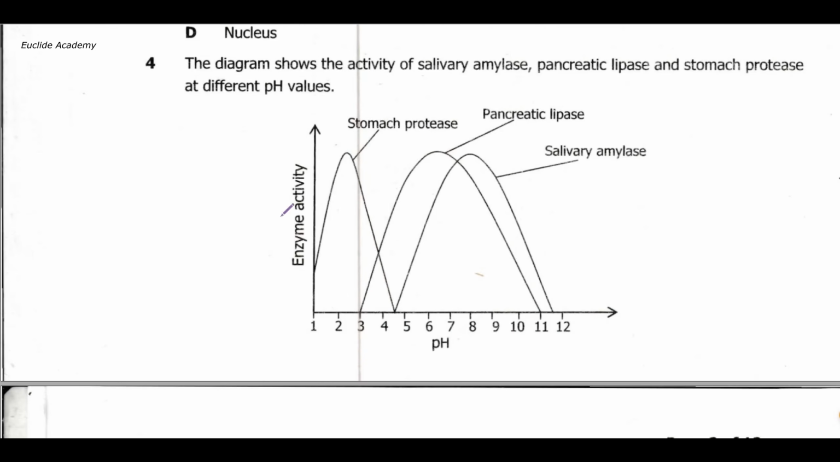The diagram shows the activity of salivary amylase, pancreatic lipase, and stomach protease at different pH values. You've got enzyme activity and the pH down here. The pH basically talks about the basicity or acidity of a solution or substance. Here we've got 1 up to 12, and for enzyme activity we've got 3 enzymes: protease, lipase, and amylase.